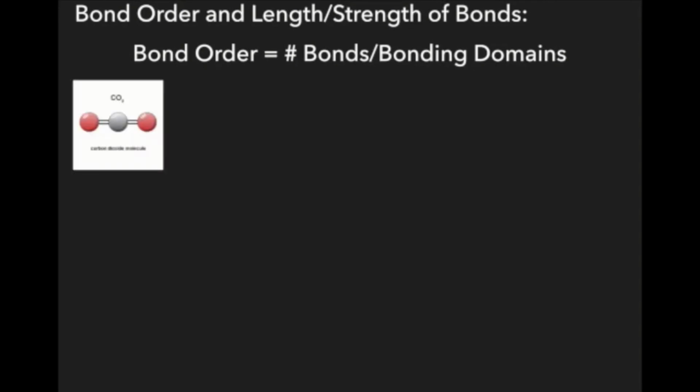Okay? So for example, if you have CO2, I'm going to determine the bond order by saying, okay, I've got a total of 4 bonds there because I've got 2 double bonds. And I'm going to divide that by the total number of bonding domains, which is 2. So 4 divided by 2 is 2. So the bond order is 2, which is pretty easy, and you could have determined that without doing this because a double bond has a bond order of 2. A single bond has a bond order of 1.